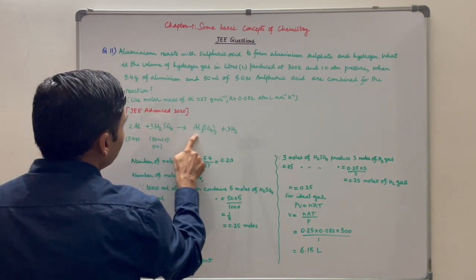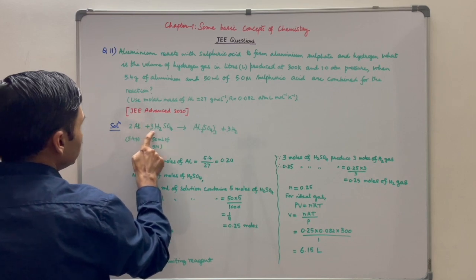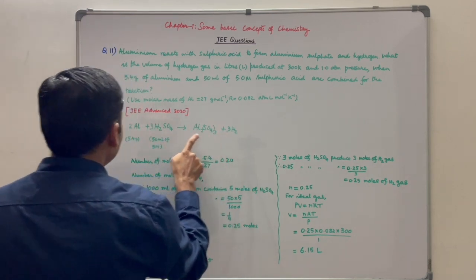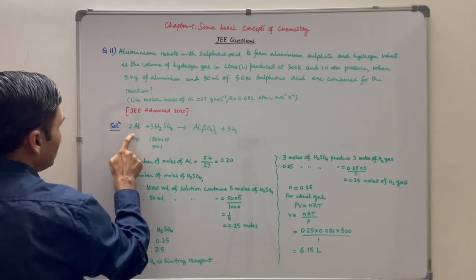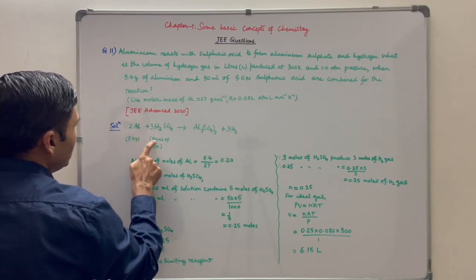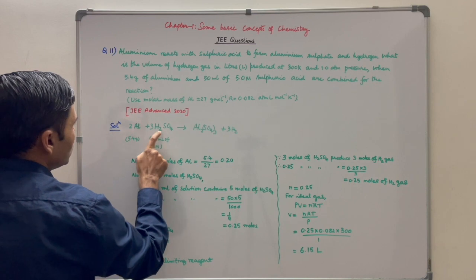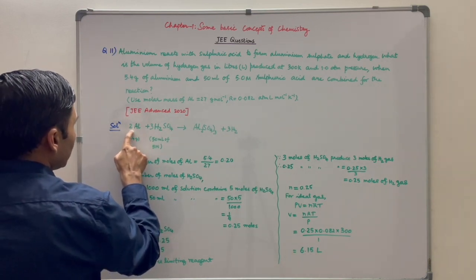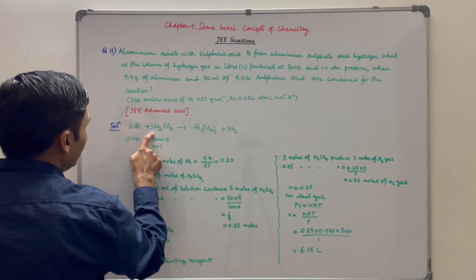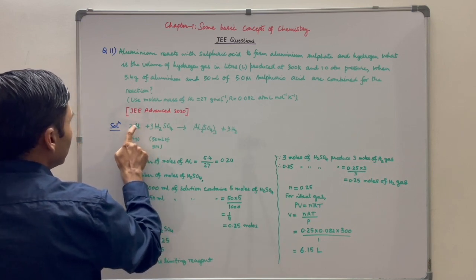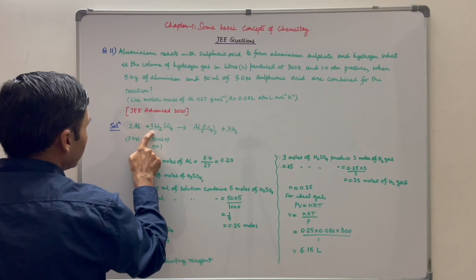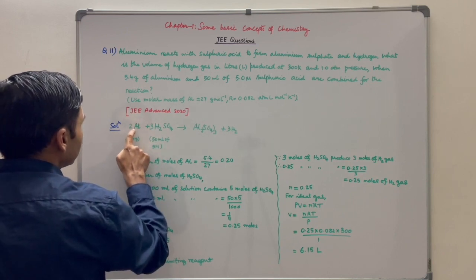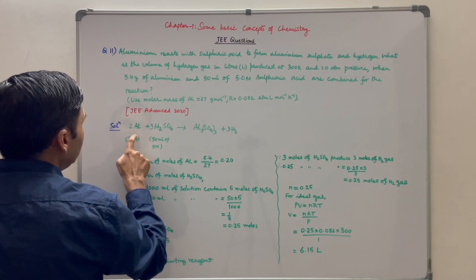Balanced chemical equation will be like this. 2Al plus 3H2SO4 makes Al2(SO4)3 plus 3H2. It is given that 5.4 gram of aluminium is combining with 50 ml of 5 molar H2SO4 solution. Now we will figure out whether they are combining in 2:3 molar ratio or not. If they are combining in 2:3 molar ratio, that means they will be completely consumed in the reaction. Otherwise, one will be limiting reagent.